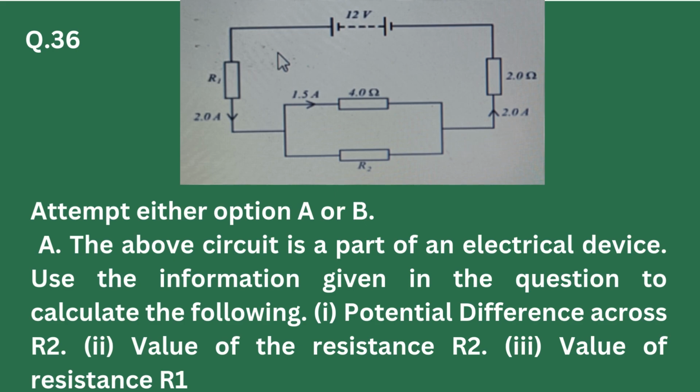Question number 36. Attempt either option A or B. A. The above circuit is a part of an electrical device. Use the information given in the question to calculate the following. First, potential difference across R2. Second, value of the resistance R2. Third, value of the resistance R1.